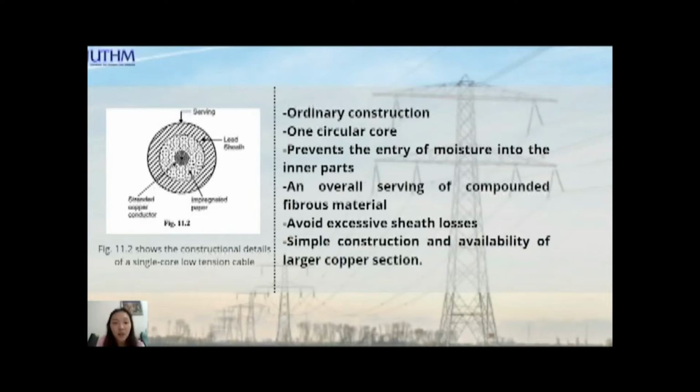In order to protect the lead sheath from corrosion, an overall serving of compound fibrous material is provided. Single core cables are not usually armoured in order to avoid excessive sheath losses. The principal advantages of the single core cable are the simple construction and availability of the larger copper section.